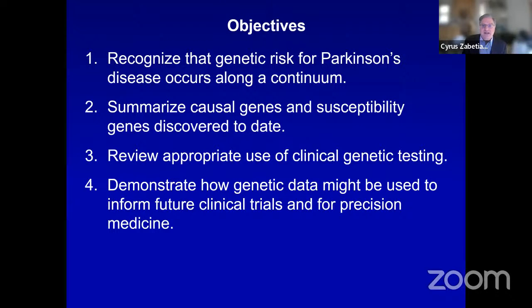So today I'm going to talk about the genetics of Parkinson's disease. And I hope to achieve four objectives today. One is to have you all recognize that genetic risk for Parkinson's disease occurs along a continuum. I'm going to summarize some of the causal and susceptibility genes that have been found to date, and talk a little bit about what causal versus susceptibility gene means. I'm going to review some appropriate uses for clinical genetic testing, and then I'm going to close by talking about how genetic data might be used to influence our decisions about clinical trials and ultimately precision medicine.